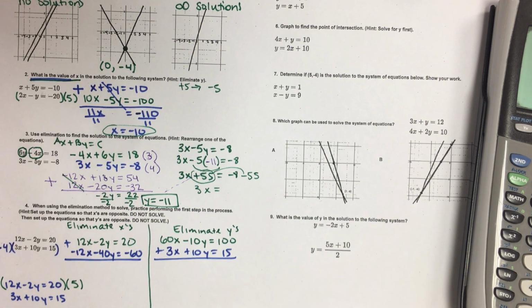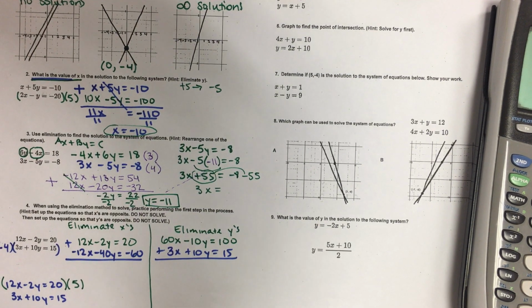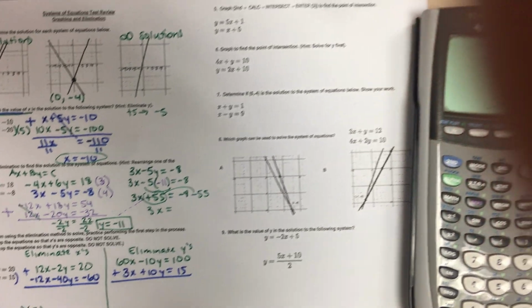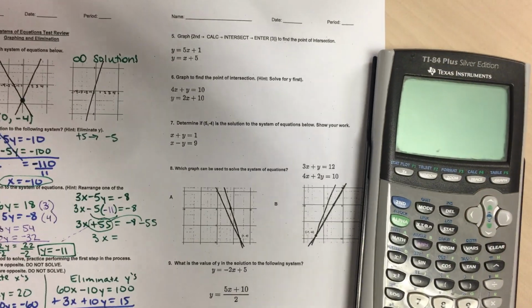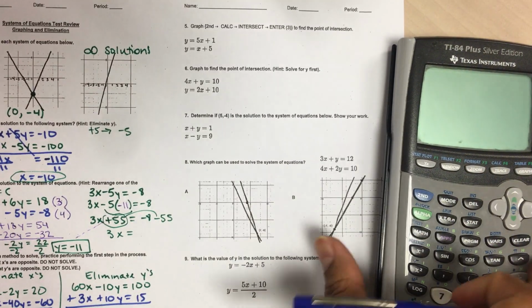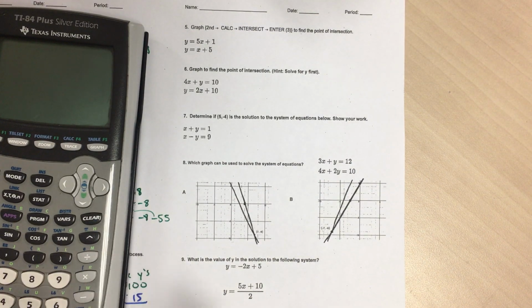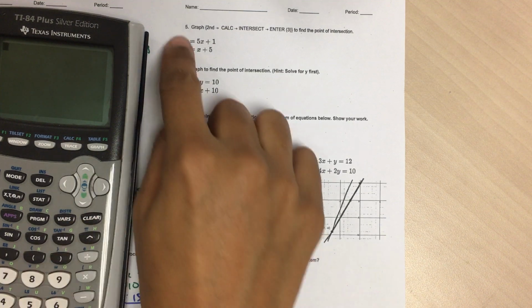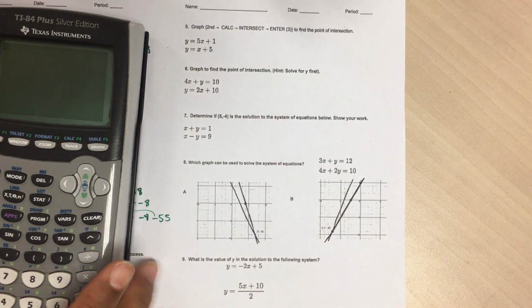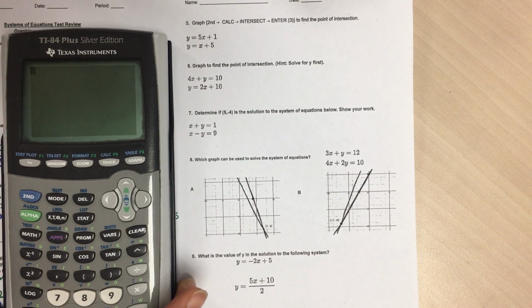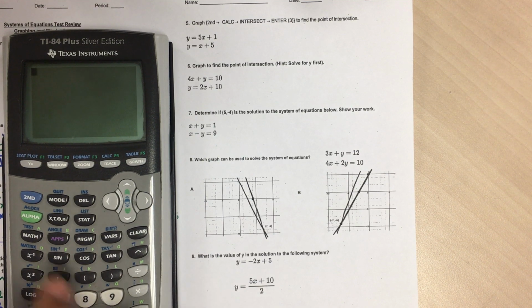For the second half, the test review is mostly graphing review. So let's look over here at our second half. For number 5, both equations are already solved for y, so all we have to do is type them in our calculator.